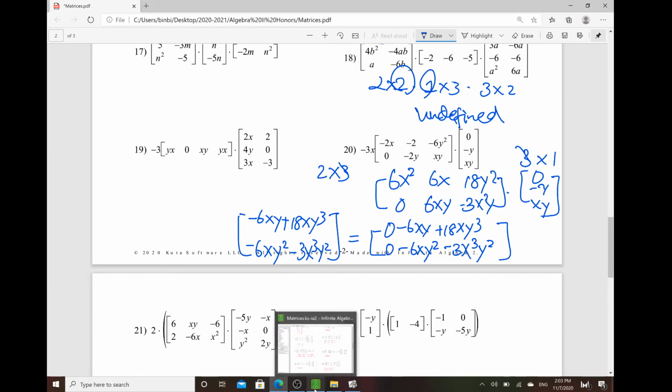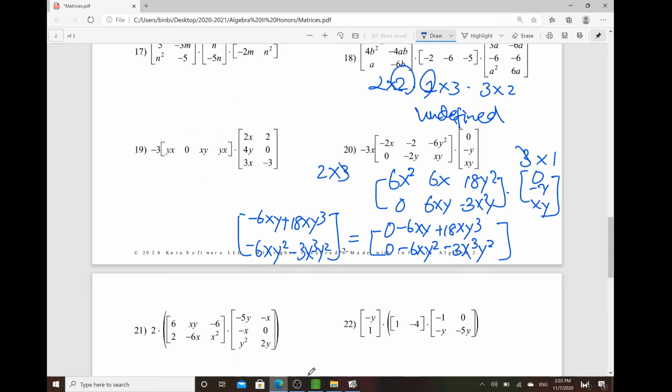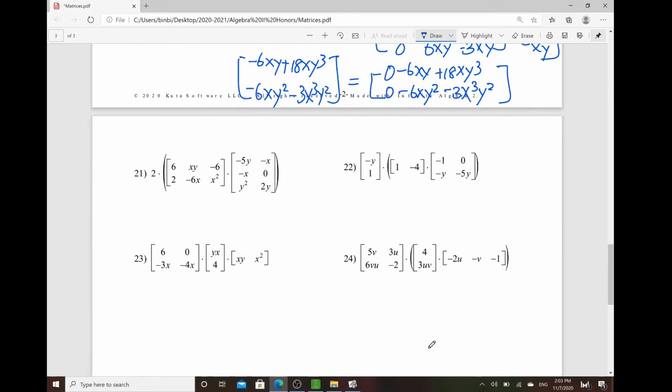Okay, so let's check that, 20. Okay, so that's what we got. And now what about 22 and 24? So similar, but this one has parentheses, so that means we need to start off with the 1 by 2 times the 2 by 2 matrix first. So eventually the resulting matrix will be considered 1 by 2.